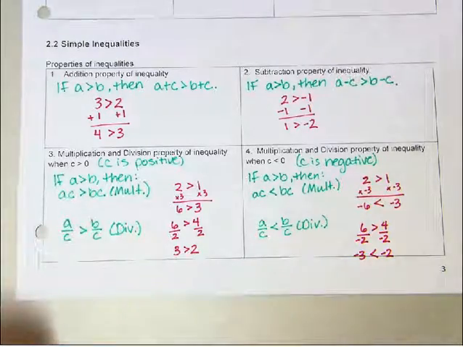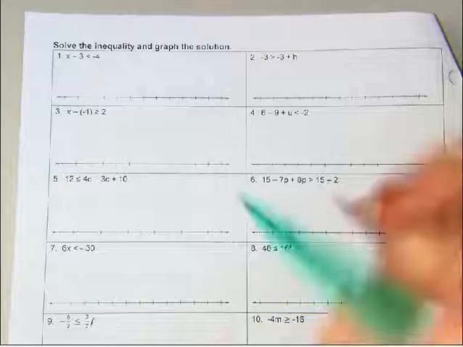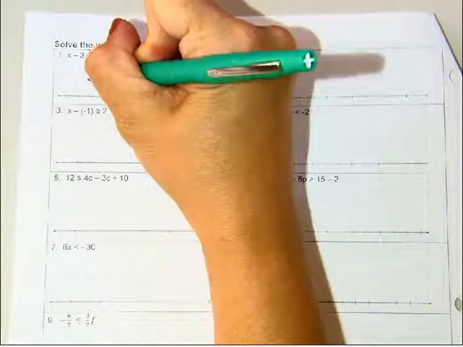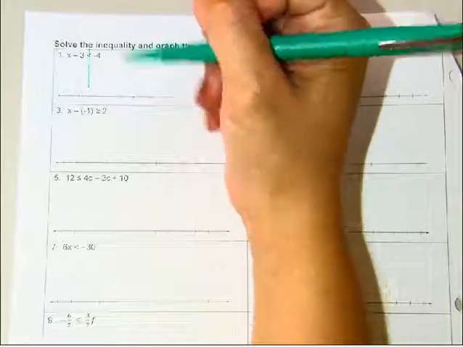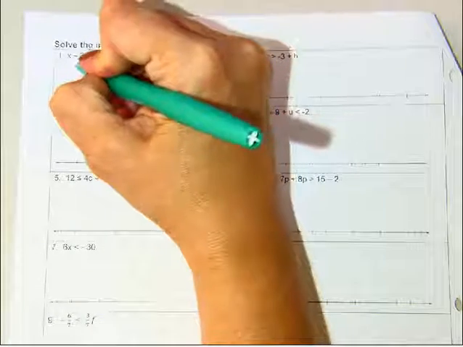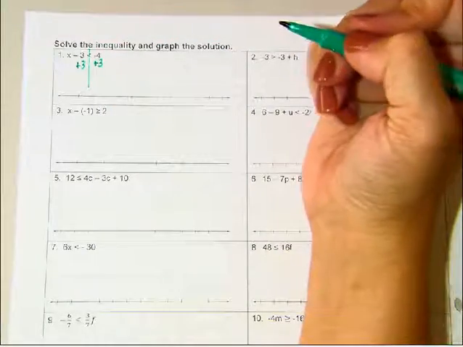All right, so turn over to the problems, 1 through 14. Number 1 says x minus 3 is less than 4. So when I'm solving these, I like to draw a line down so I separate my two sides. In this case, I need x by itself, so I need to get rid of the minus 3. So I'm going to add 3. If I do it to that side of the line, I have to do it to the other side.